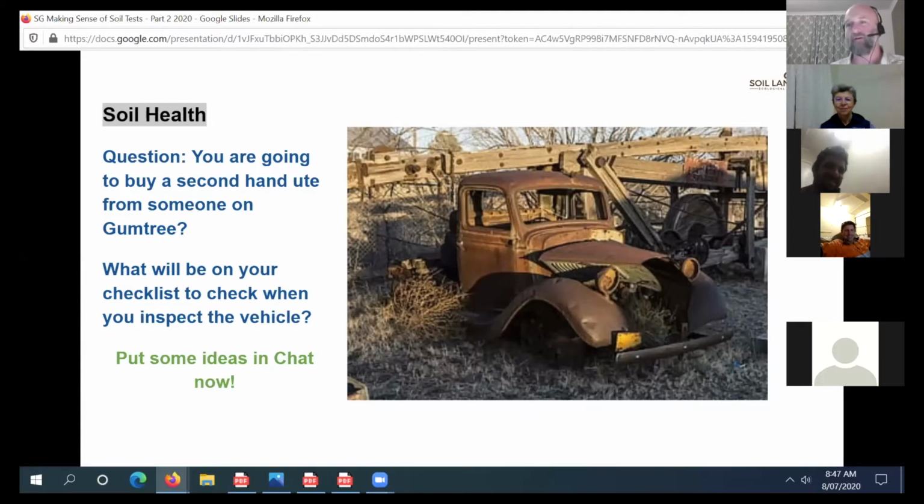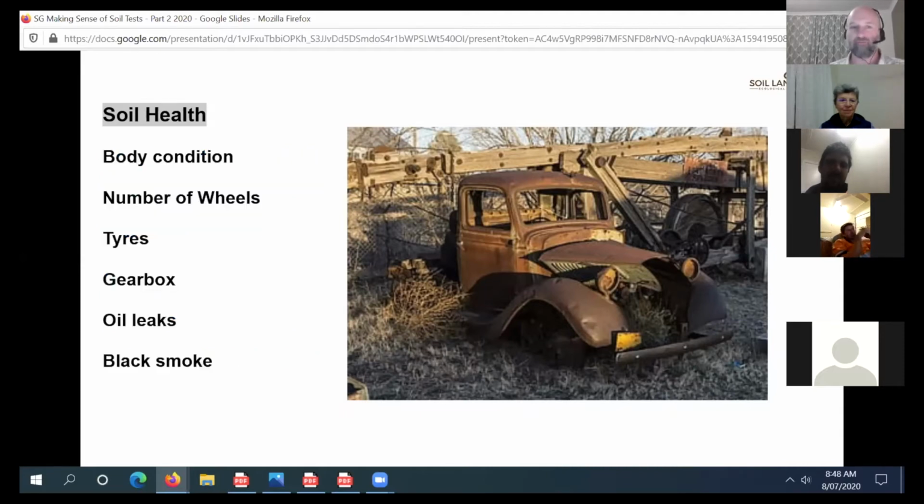So for me, Colin, I want to know specifics. So I want to know things like, is there black smoke, or is the gearbox making an untoward noise when I practice shifting the gears? So we go through a bit of a checklist: body condition, kilometers. Thanks, Lockie. So yeah, we go through this checklist on what we want the vehicle to be in good order or not. So number of wheels, body condition, black smoke, oil leaks. You've got a mental list in your head.